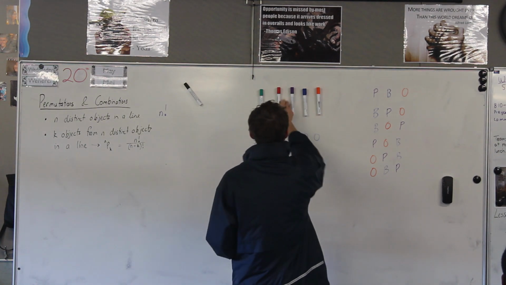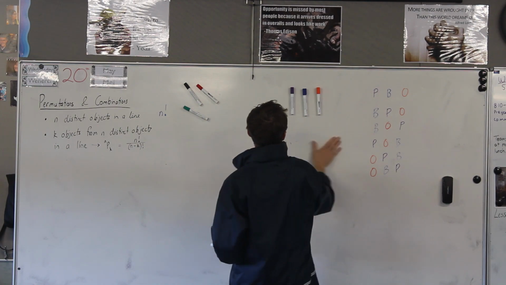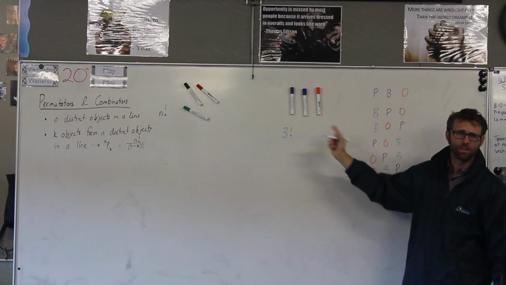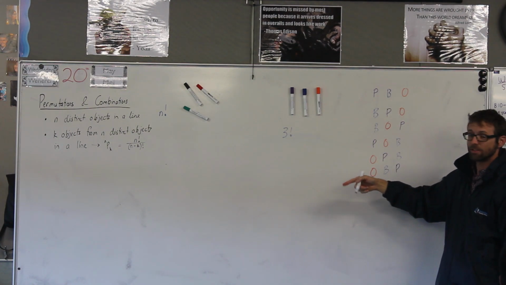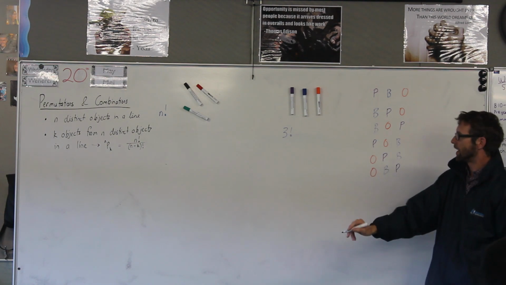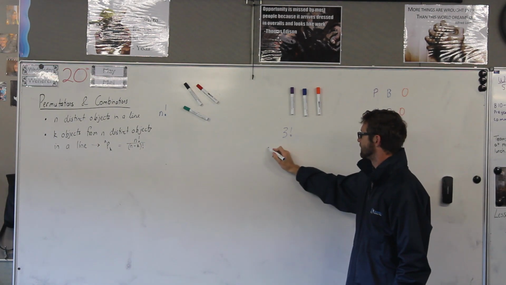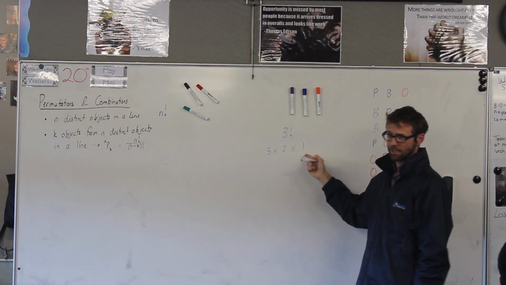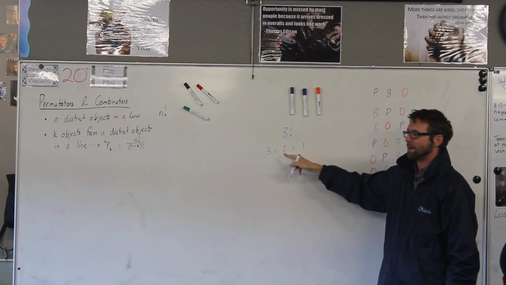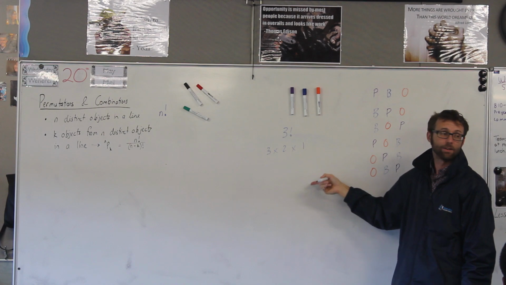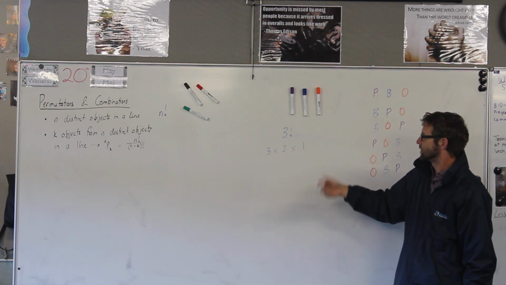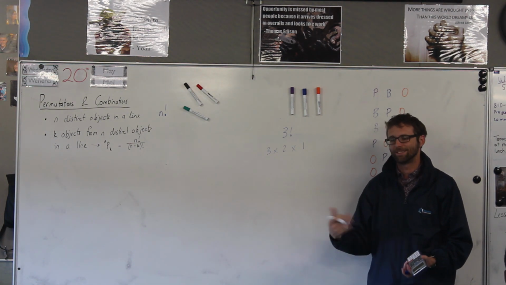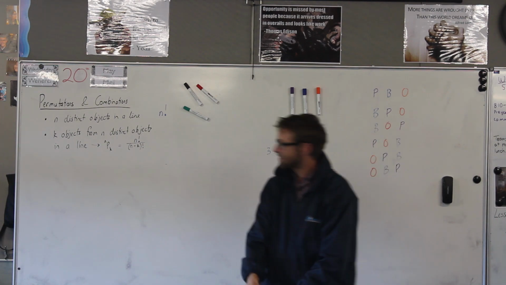Okay, let's go back to a simple one like this one here, where we've got 3. We say that there should be 3 factorial ways of arranging these, which on your calculator is 6. What does factorial mean? It means this number times the next one down, times the next one down till you get to 1. So n times n minus 1 times n minus 2, etc., all the way down to 1. That's what it means. So 10 factorial is 10 times 9 times 8 times 7 times 6, etc.